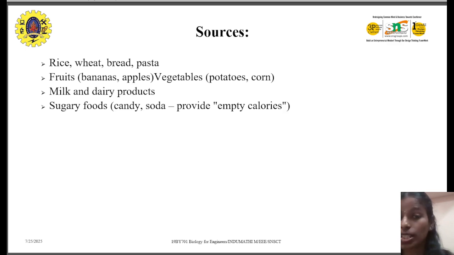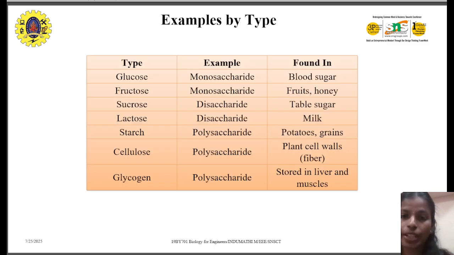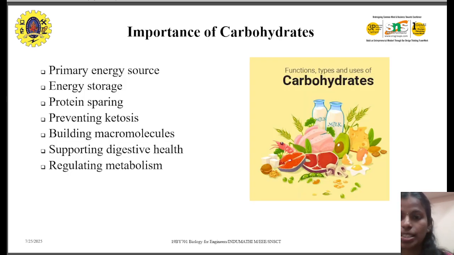So what are the sources of carbohydrates? Here they can be rice, wheat, breads, dairy products, sugary fruits and vegetables. Examples: glucose, which is found in sugar; fructose, found in fruits and honey; sucrose, found in table sugar; lactose, found in milk; and glycogen, found stored in liver and muscles.